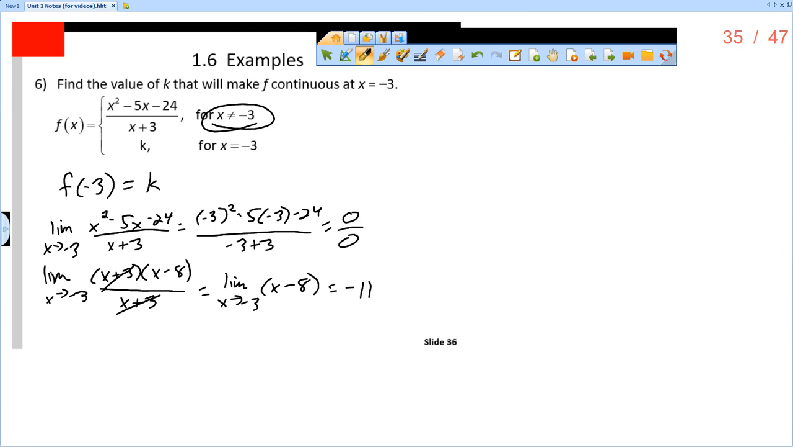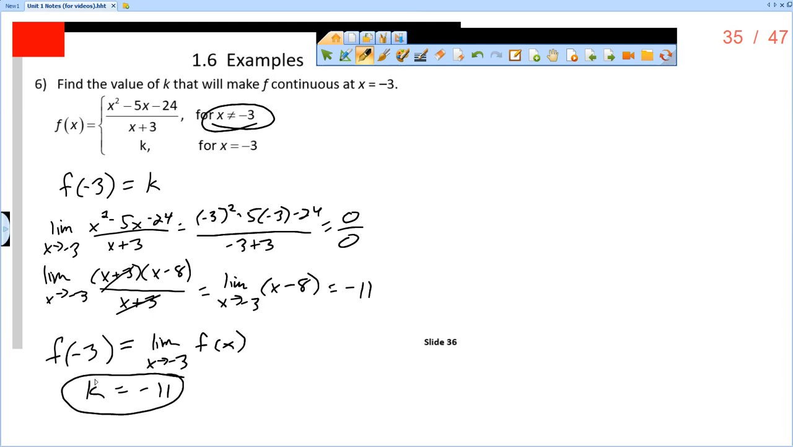And so now remember, what must be true in order for this to be continuous? That f of -3 must equal the limit as x approaches -3 of f of x. So if that is true, then this will be continuous. Well, k equals -11. K is f of -3, and the limit as x approaches -3 is -11. So k equals -11. That is what must be true in order to make f continuous. All right, so that's slide 36.